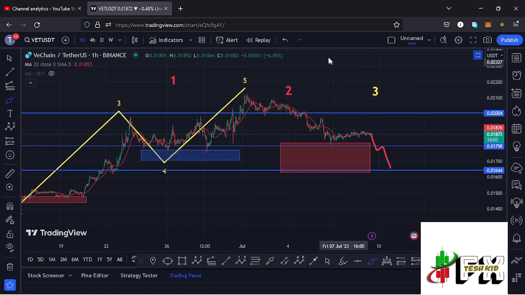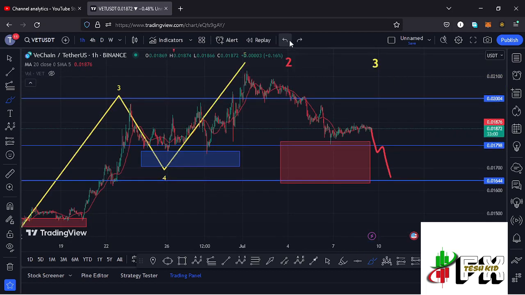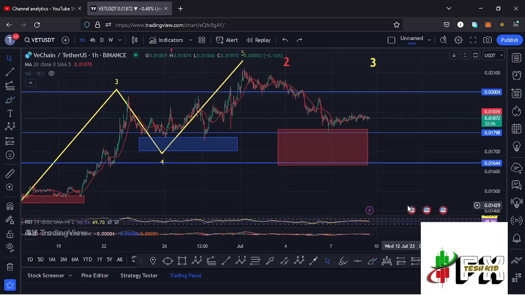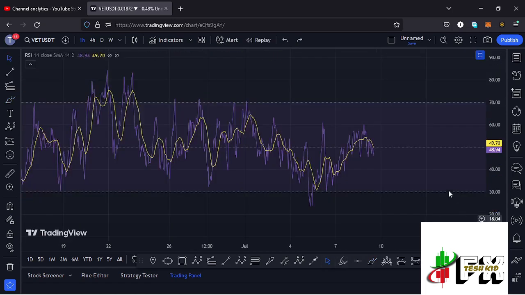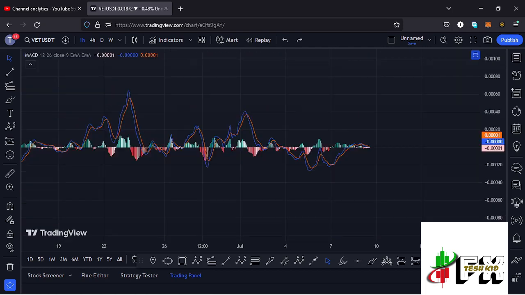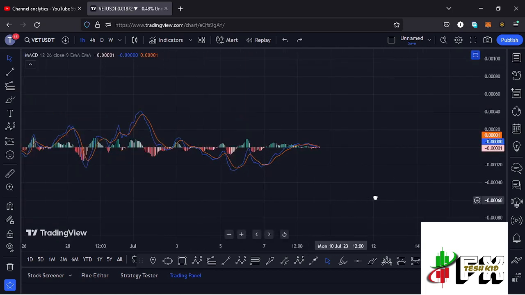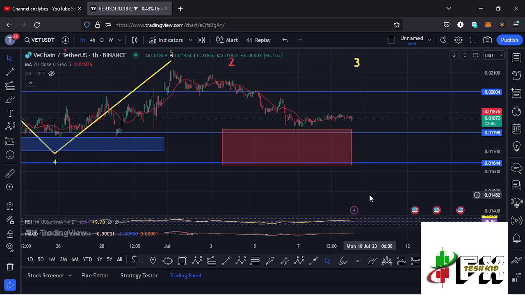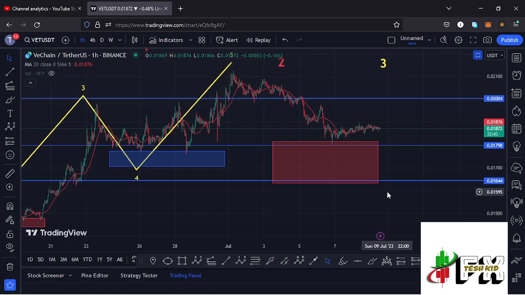So those are the two possible scenarios that I'm keeping my eyes on here on the Vechain chart, and also taking a look at the indicators on the RSI, we are trading at around the 48 mark. Also taking a look at the MACD, we have been able to print a bearish cross. So let's be patient and see how that plays out, and I will be keeping you updated.